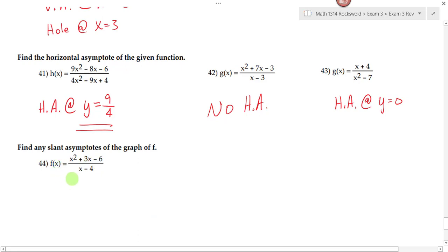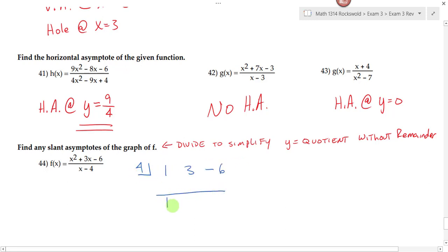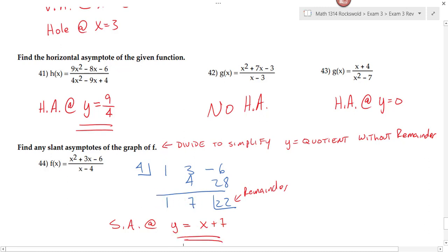On 44, we're asked to find the slant asymptote. Do you remember how we find the slant asymptote? We divide to simplify, and y equals the quotient without the remainder is going to be the equation of the slant asymptote. Let's use synthetic division to divide this. What would I put here for synthetic division? 4. And then my coefficients going across here would be 1, 3, and negative 6. So I get 4 times 1 is 4, 3 plus 4 is 7, 4 times 7 is 28, and 28 minus 6 is 22. So this is the remainder, and my slant asymptote is going to be the equation y equals x plus 7. It's what you get without the remainder.